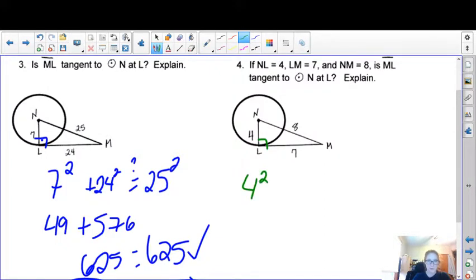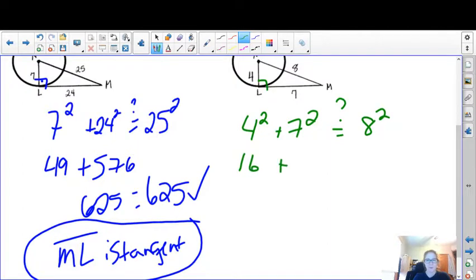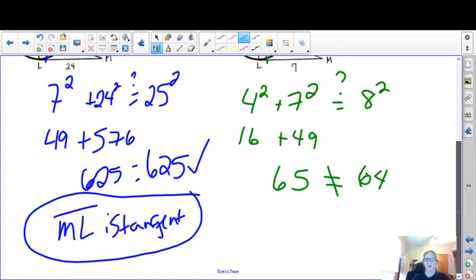So 4 squared plus 7 squared, is that equal to 8 squared? So I have 16 plus 49. 16 plus 49 gives me 65. However, 8 squared is 64. So even though we're one away, that's not a true statement and they are not equal. So because that falls through, it is not tangent.